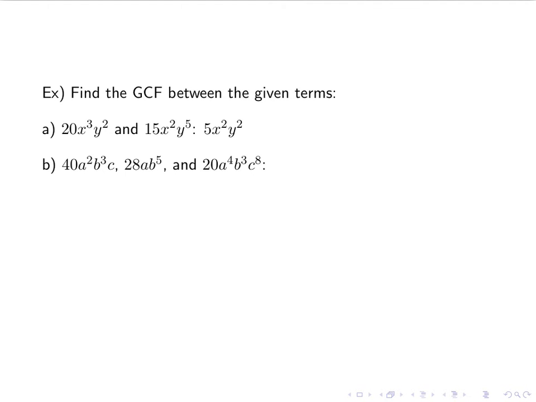What about this guy? So now we've got 3 of them. So again, let's look at the variables. I have a squared in the first term, a in the second, a to the 4th in the third. So the lowest exponent is a to the 1, which is in the second term. For b's, I have b cubed, b to the 5th, b cubed. The smallest is b cubed.